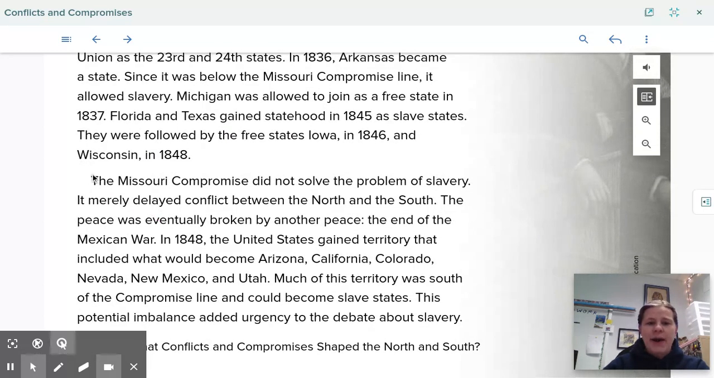The Missouri Compromise did not solve the problem of slavery. It merely delayed the conflict between the North and the South. The peace was eventually broken by the end of the Mexican War. In 1848, the United States gained territory that included what would become Arizona, California, Colorado, Nevada, New Mexico, and Utah. Much of this territory was south of the Compromise line and could become slave states. This potential imbalance added urgency to the debate about slavery.